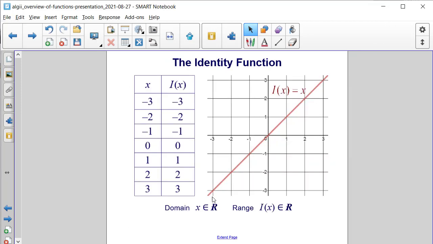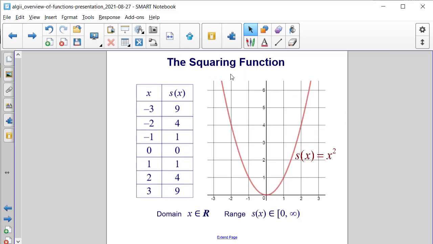The identity function, or the parent linear function, is the equation of a line that passes through the origin, and its domain and range are both all real numbers. The squaring function, or the quadratic function, is s of x equals x squared.